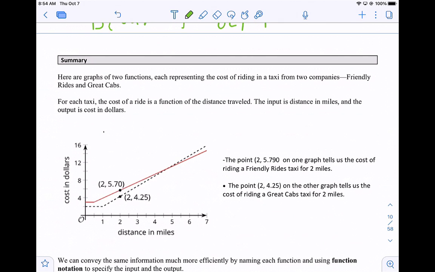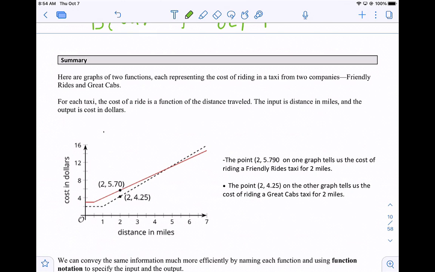All right, summary. Here are graphs of two functions. Each function represents the cost of riding in a taxi from two companies, Friendly Rides and Gray Cabs. For each taxi, the cost of a ride is a function of the distance traveled. So the cost depends on the distance traveled. The input is in miles and the output is in cost. The point (2, 5.79) on one graph tells us the cost of riding a Friendly Rides taxi for 2 miles. The point (2, 4.25) on the other graph tells us the cost of riding Gray Cabs' taxi for 2 miles.